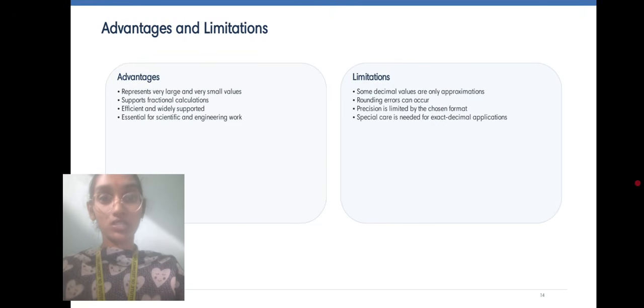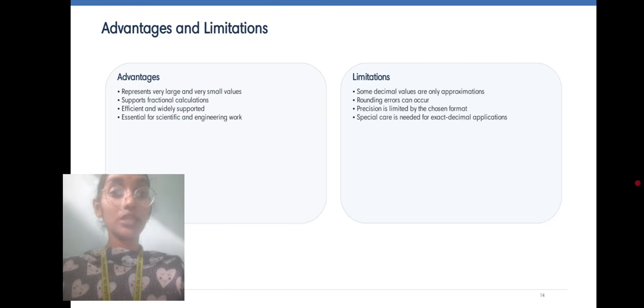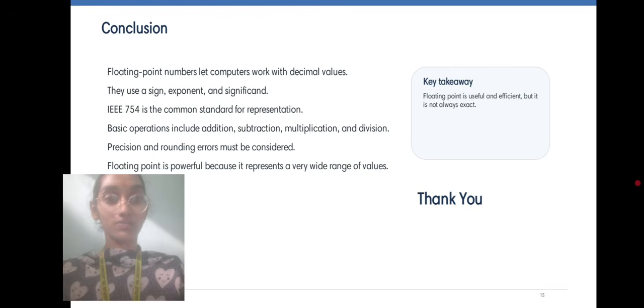Advantages and limitations. Advantages. Represents very large and very small values. Supports fractional calculations. Efficient and widely supported. Essential for scientific and engineering work. Limitations. Some decimal values are only approximations. Rounding errors can occur. Precision is limited by the chosen format. Special care is needed for exact decimal applications.